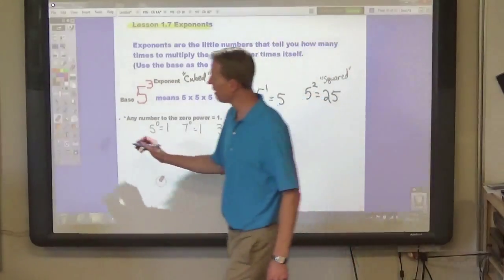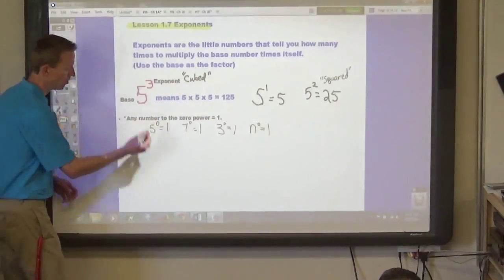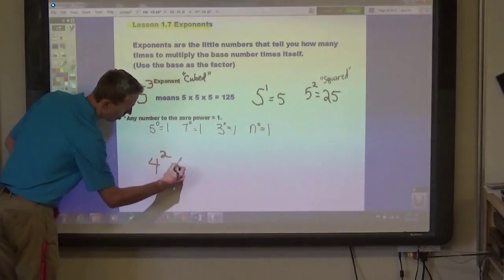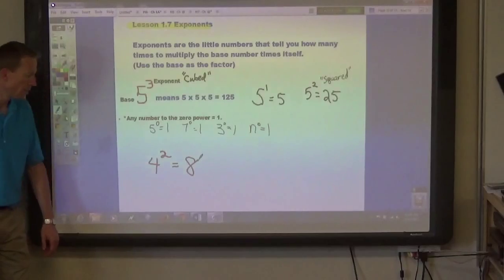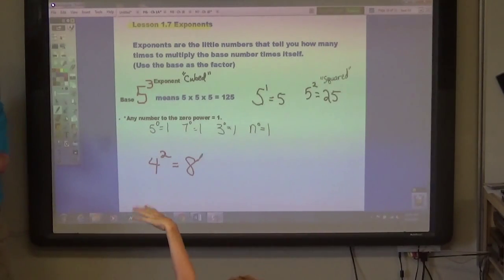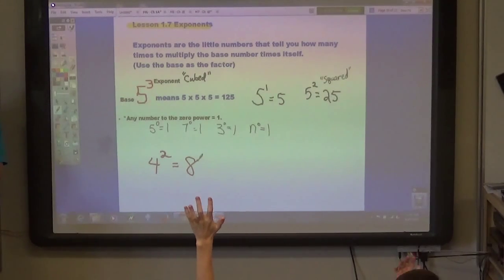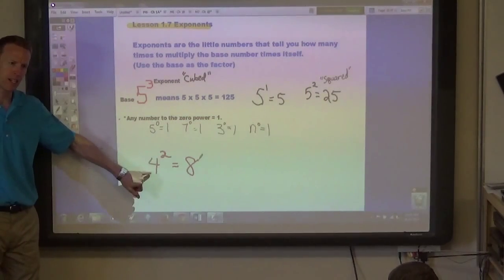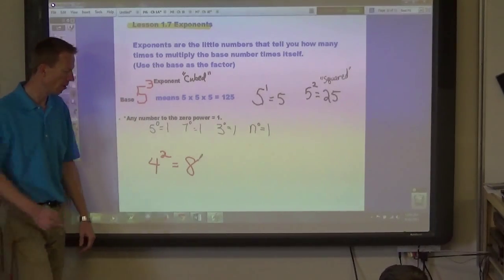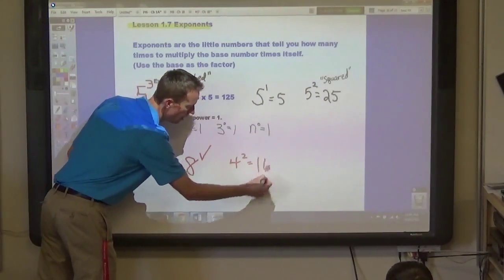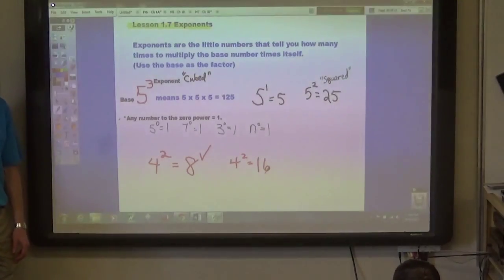One of the main mistakes that kids make is to do something like 4 squared and write 8. What's wrong with that? What did they do? Abby? They did 4 times 2. Yeah, 4 times 2. What does it actually mean? Abigail? 4 times 4. So it's not 8, it's 16. 4 times 4. Right?